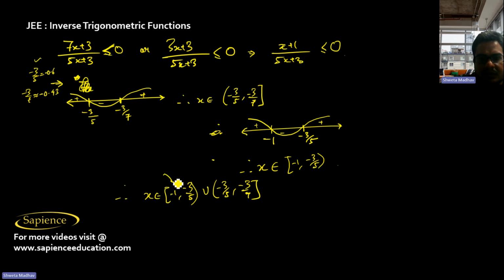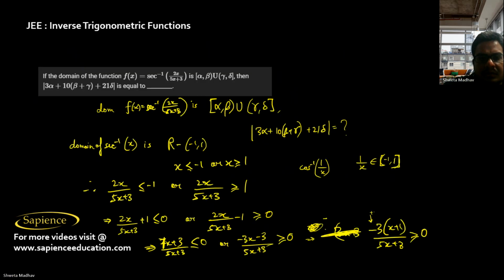So therefore this is alpha, this is beta, this is gamma, this is delta. So the values of beta and gamma are the same.